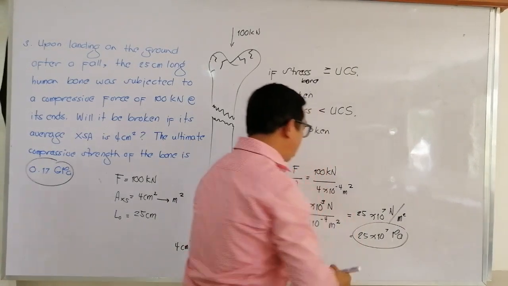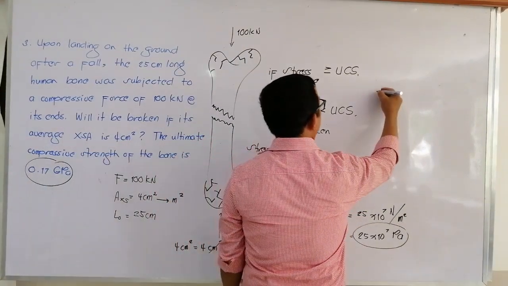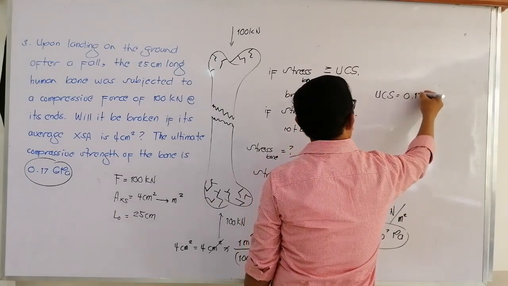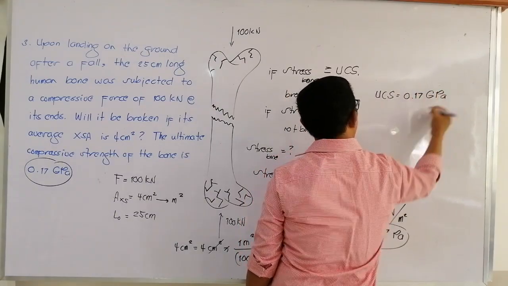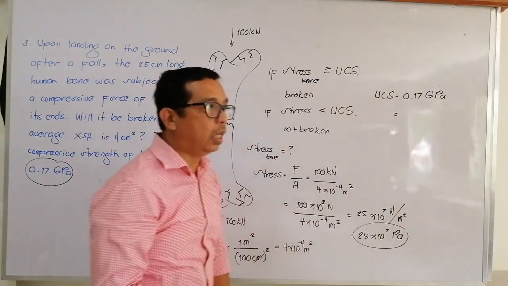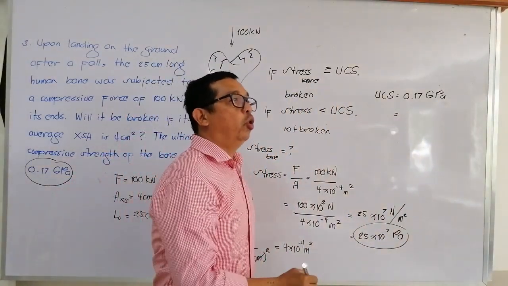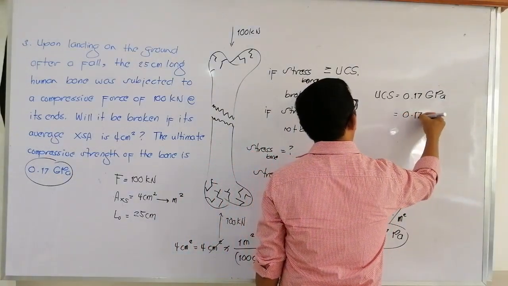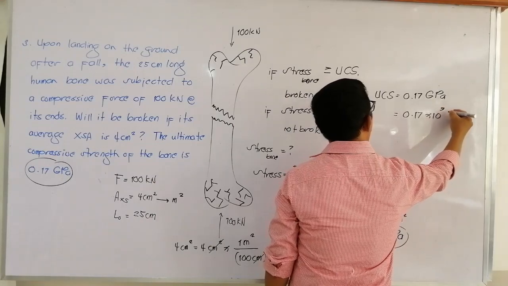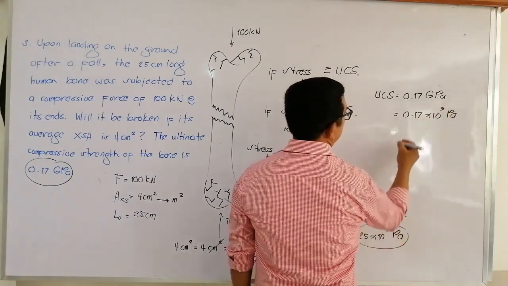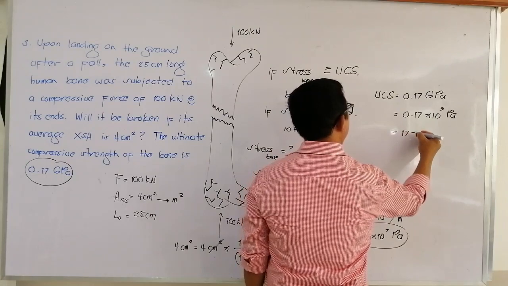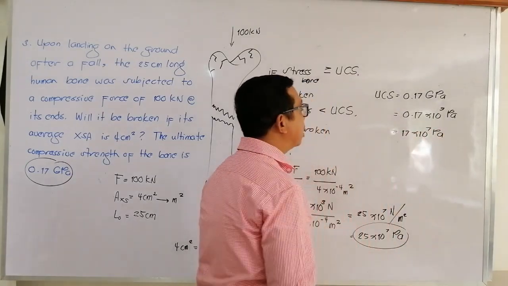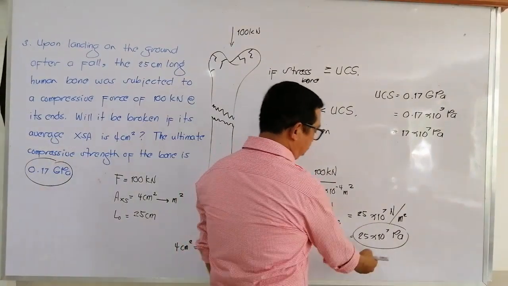Now, ano ba yung UCS? Ang ating UCS, ultimate compressive strength, ay 0.17 gigapascals. So, pag sinabi natin giga, billion, so that would have to be 10 to the 9. So, 0.17 times 10 to the 9 pascals. So, this translates to 17 times 10 to the 7 pascals. Para may kumpara tayo dito.